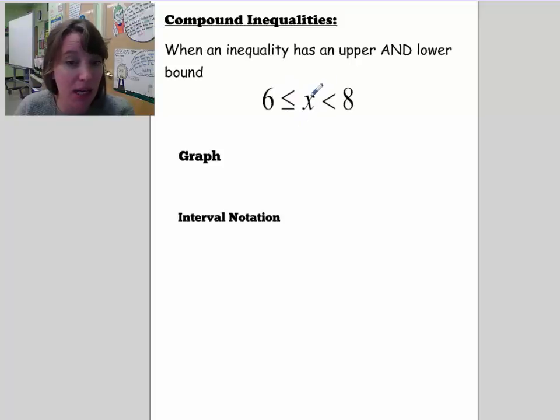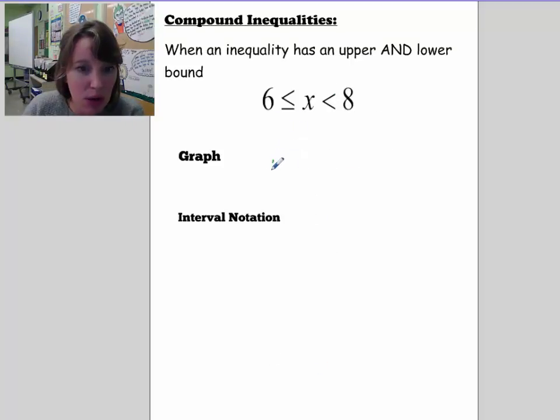So x can be an integer value like 7. It could also be 6. It could be a non-integer value like 7.999, right? Because that number is less than 8. So there could be a lot of things. To indicate all of the possible solutions here, we can graph it.